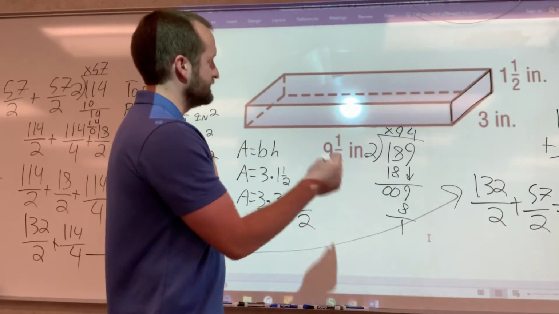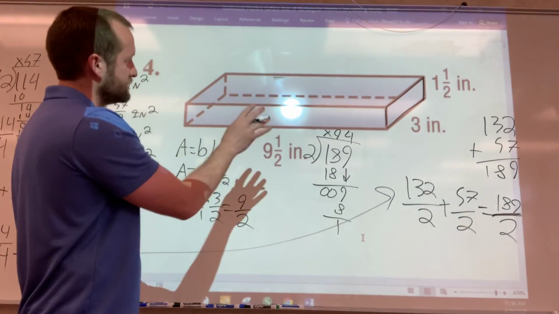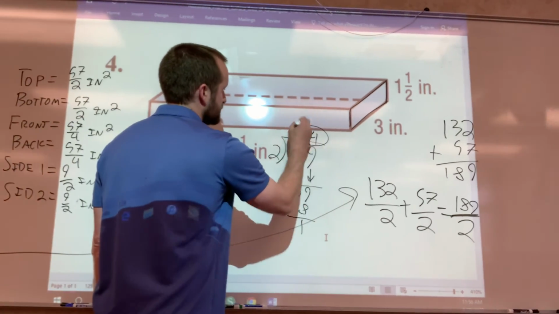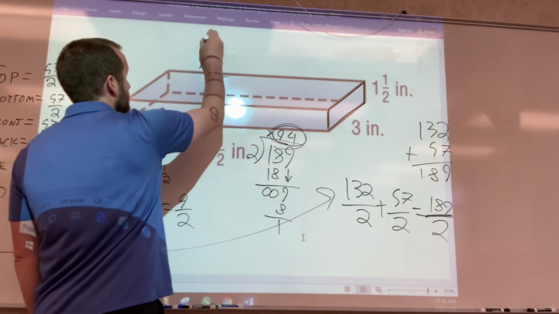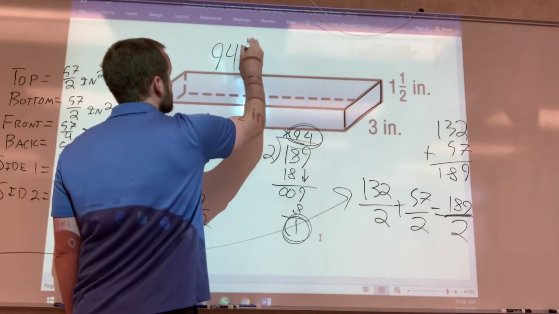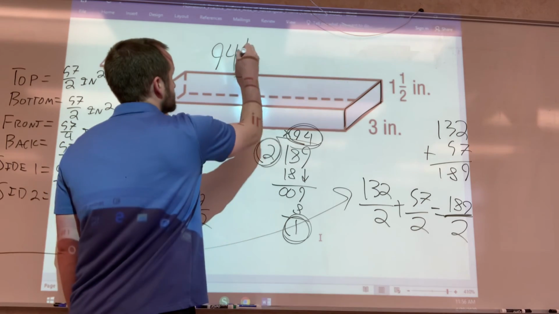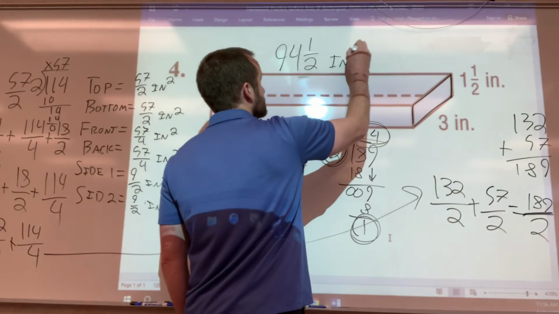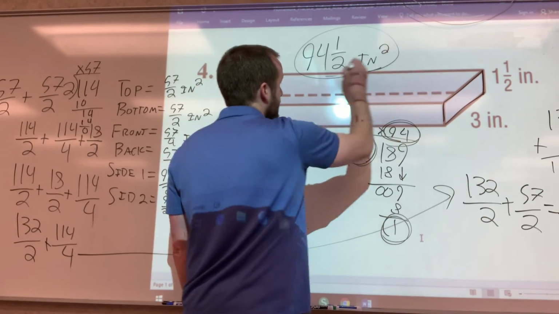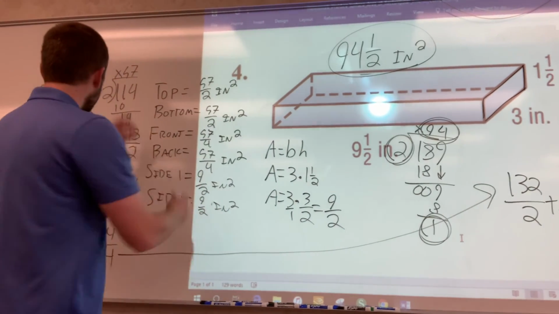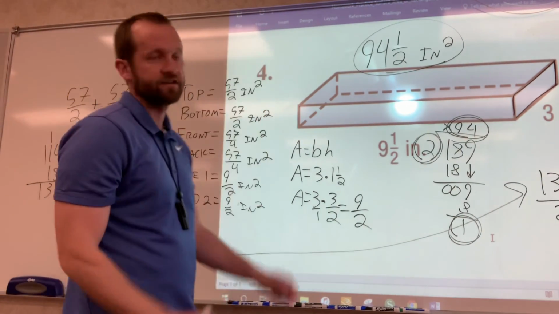So we can say that the surface area of this shape, of this rectangular prism, is: our quotient is our whole number, so we get 94. Our remainder is our numerator, and the divisor is our denominator. So 94 and 1/2 inches squared. Okay? There we go. We found the area of each side. We added those together, and we found ourselves our surface area.